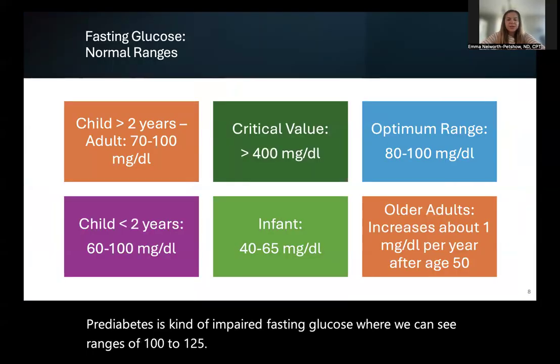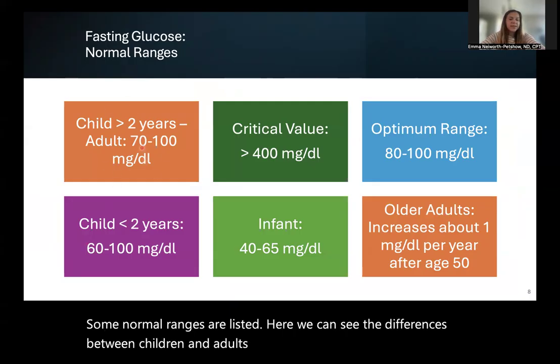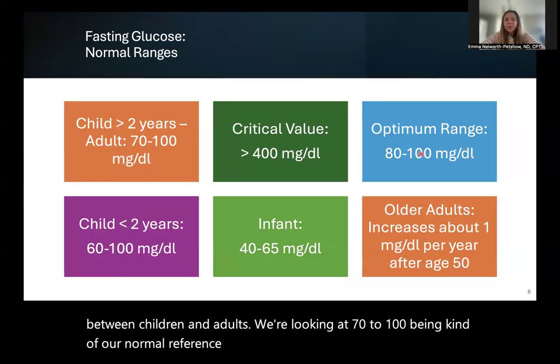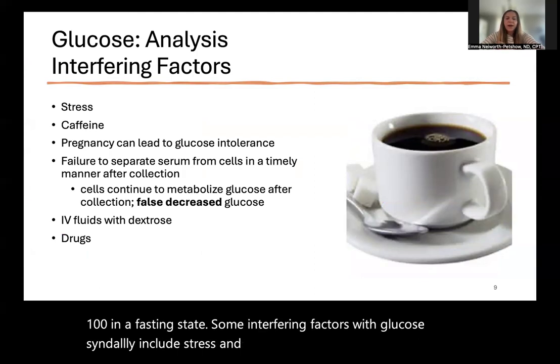Some normal ranges are listed here. We can see the differences between children and adults. We're looking at 70 to 100 being our normal reference range. Optimal would be between 80 and 100 in a fasting state. Some interfering factors with glucose analyses include stress and caffeine intake. Pregnancy can lead to glucose intolerance.